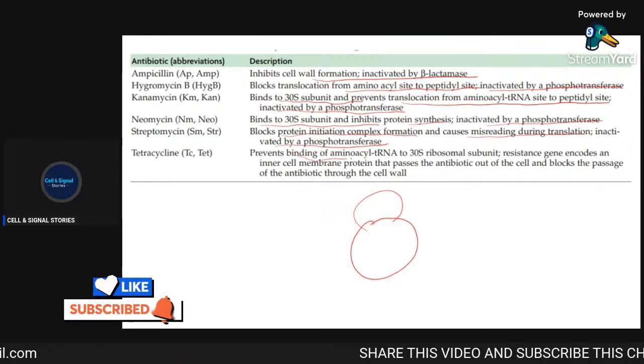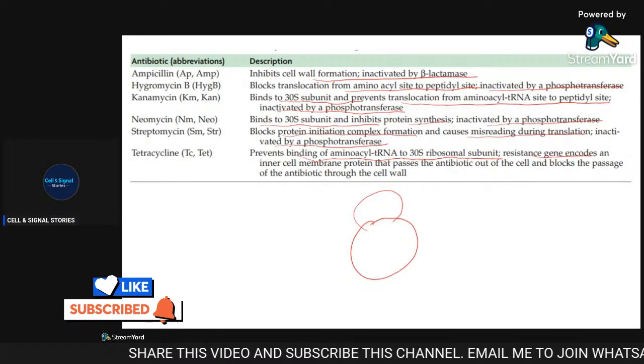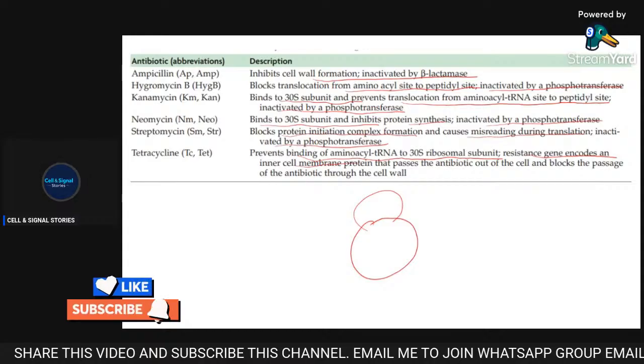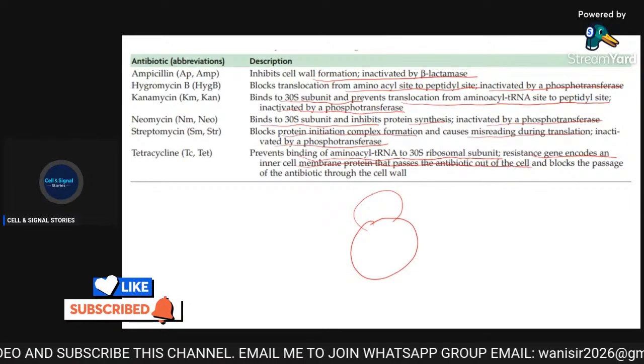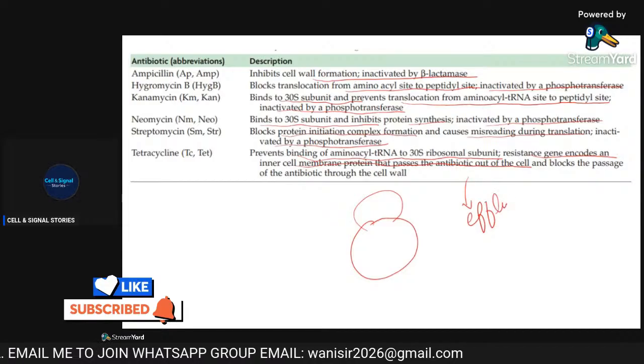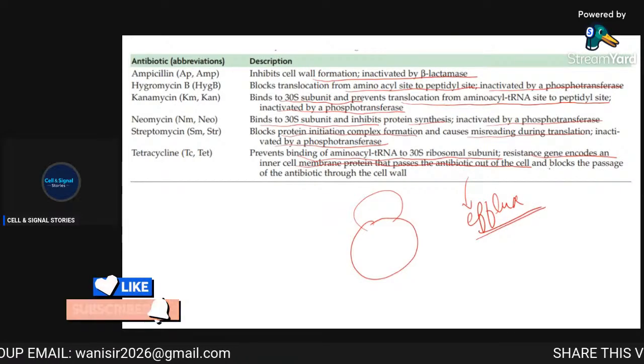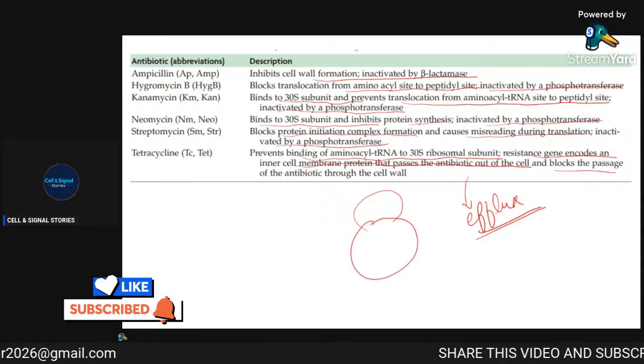Tetracycline prevents binding of aminoacyl tRNA to the 30S ribosomal subunit, and the resistance gene encodes an inner membrane protein that passes the antibiotic out of the cell. That means it causes efflux of the antibiotic and blocks the passage of antibiotics through the cell.